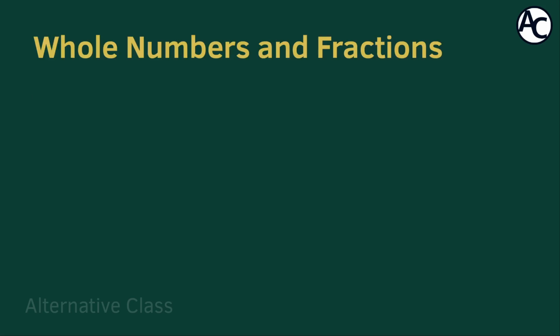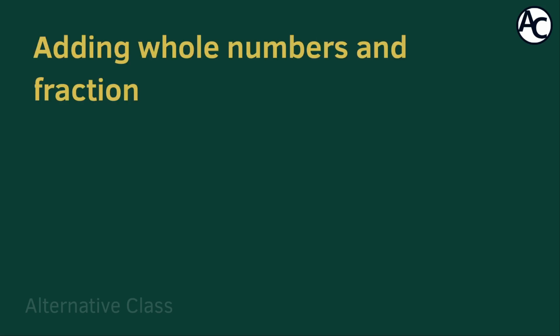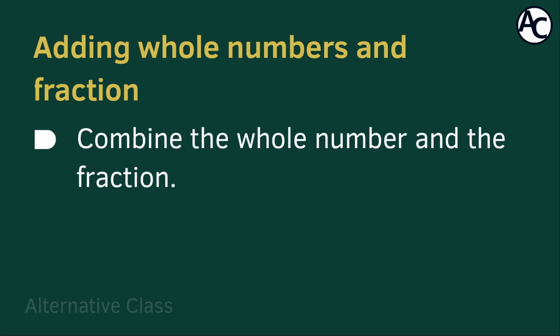Now let's include whole numbers. 5 is a whole number. 2/8 is a fraction, a part of a whole. How do we add whole numbers and fractions? Combine the whole number and the fraction. Example, 5 plus 2/8. Simply combine the whole number and the fraction in writing. So the sum is 5 and 2/8.